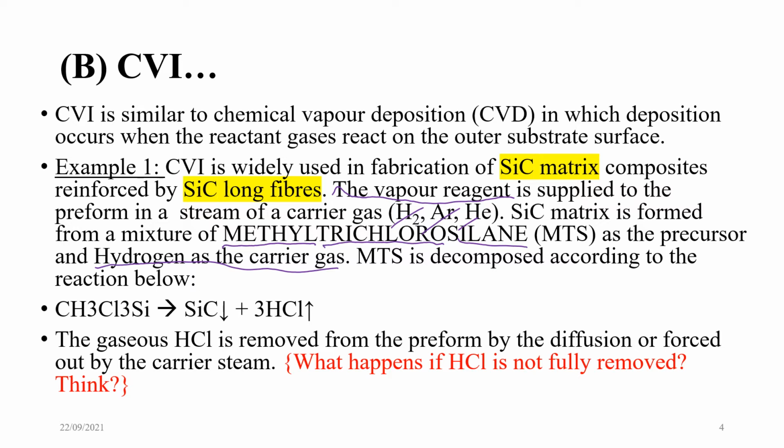MTS is decomposed according to the reaction below. CH3Cl3Si gives silicon carbide deposits, and 3HCl, hydrogen chloride, comes out as a vapor. The gaseous HCl is removed from the preform by diffusion or forced out by the carrier stream. Now can you tell me what happens if HCl is not fully removed? Think about it and we'll discuss later.